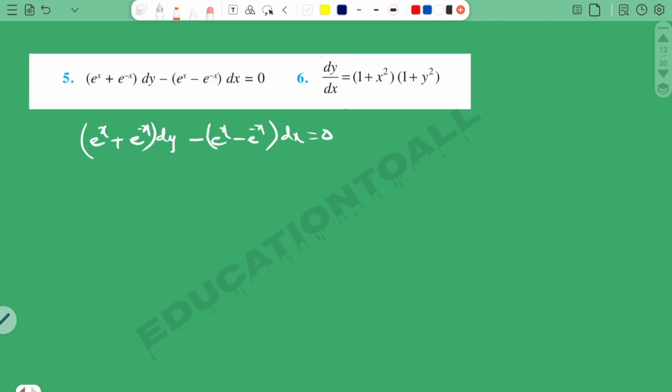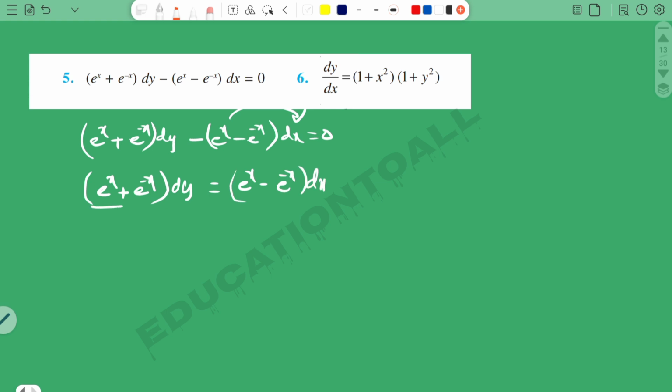(e power x plus e power minus x) into dy minus (e power x minus e power minus x) into dx is equal to 0. So variable separable we have to do. So send this to the opposite side. Then I am getting (e power x plus e power minus x) into dy, which is equal to (e power x minus e power minus x) into dx.